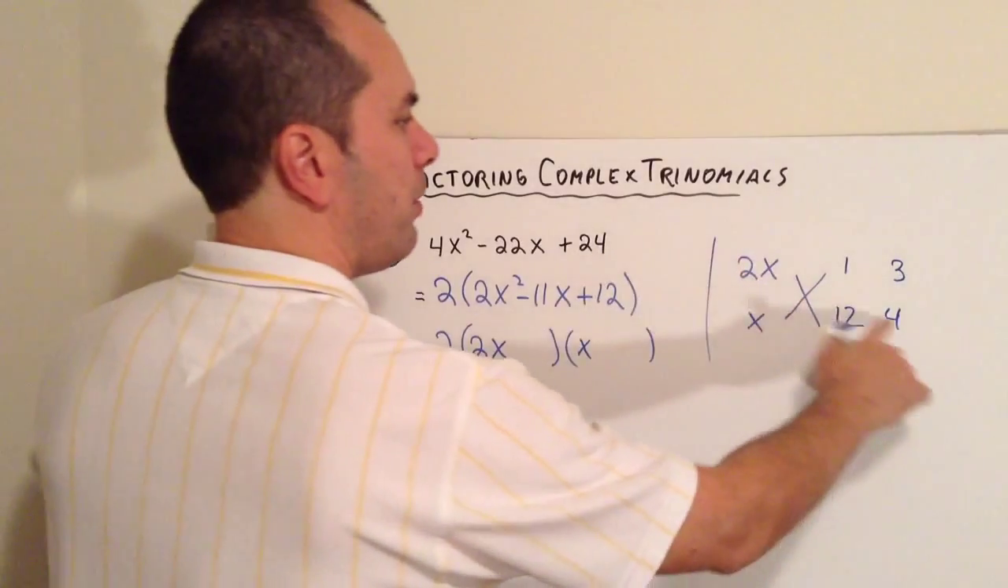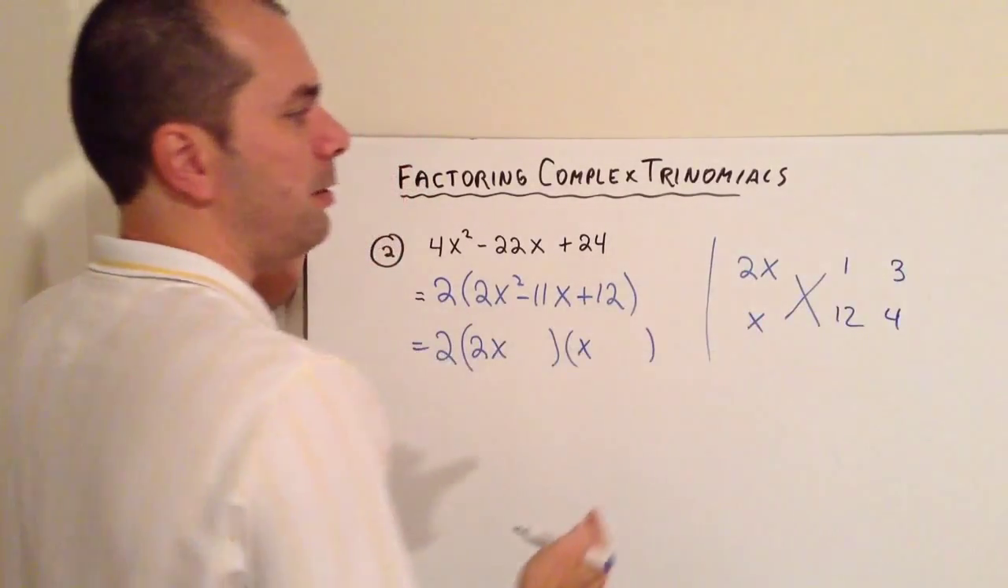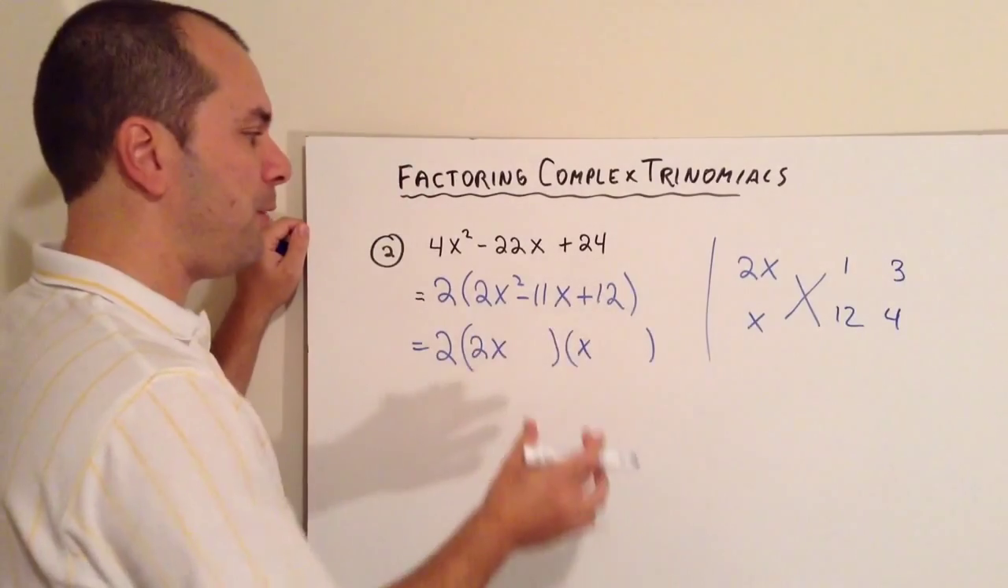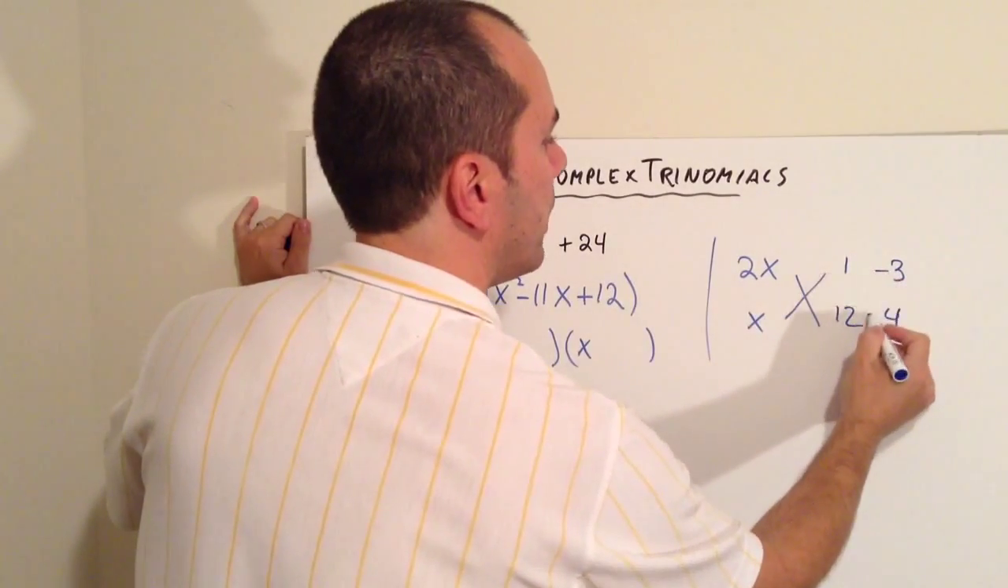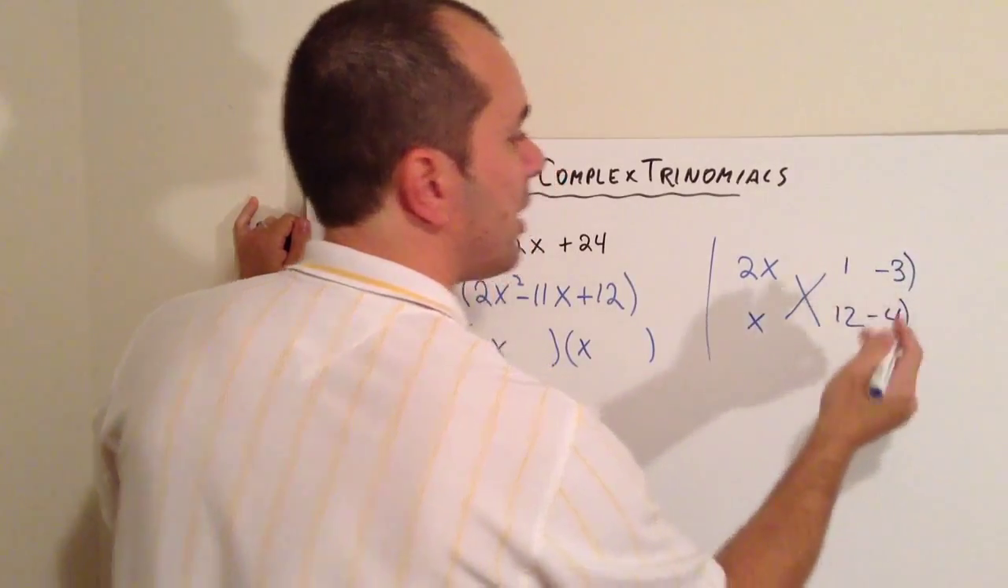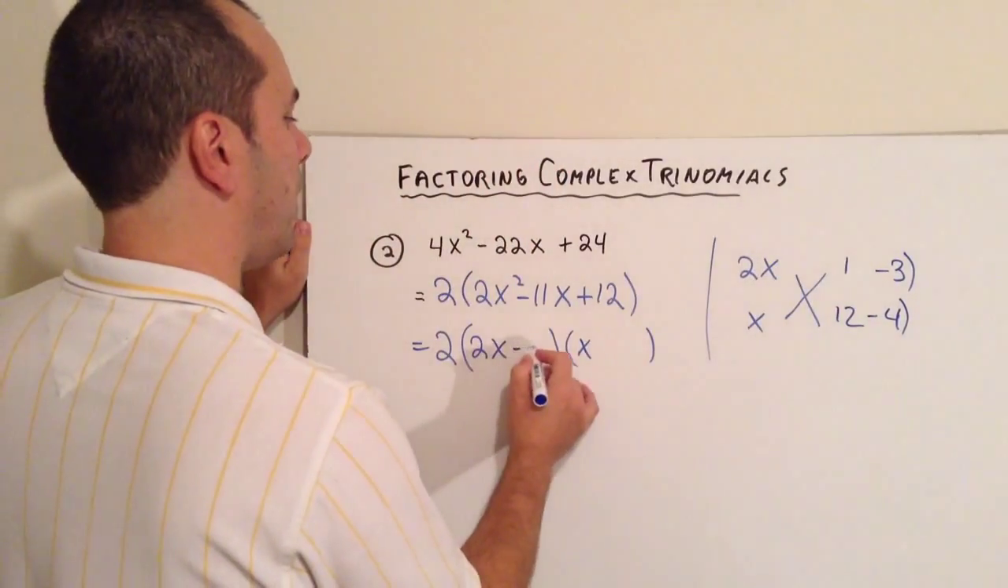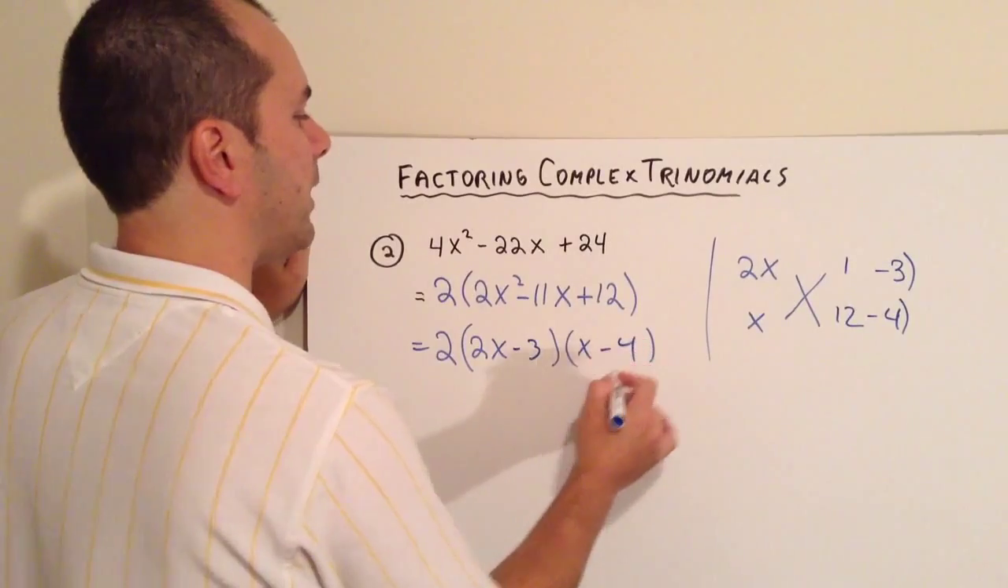And now I just check. 2 and 4 is 8, and 3 and 1 is 3. So with 8 and 3, can I make negative 11? The answer is yes, as long as I have them both being negative. And that checks with the signs, right? So it's 2x minus 3 and x minus 4.